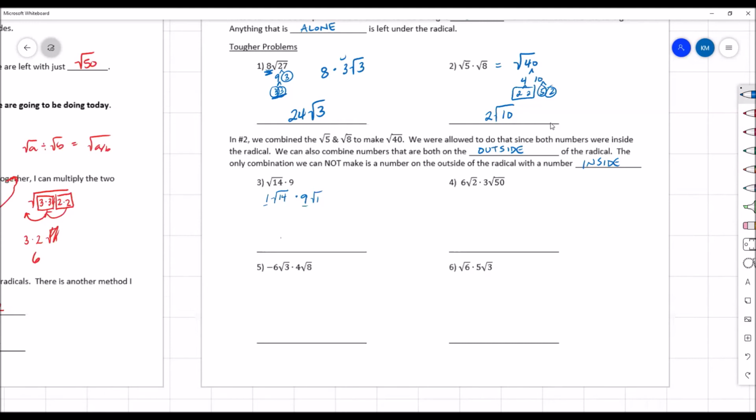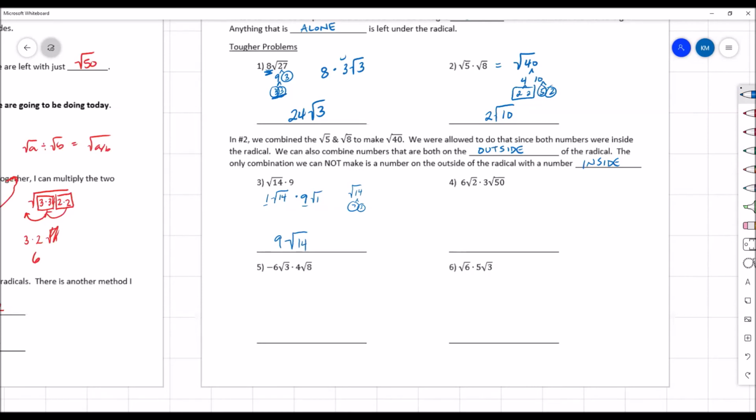9 times 1 is 9. Inside by inside, radical 14 times radical 1 is radical 14. Okay, anytime you multiply and get a radical, you should check and make sure that you can't simplify it any further, but for 14, you can't. So radical 14 times 9 gives us 9 radical 14. Okay, and that's our final simplified answer.